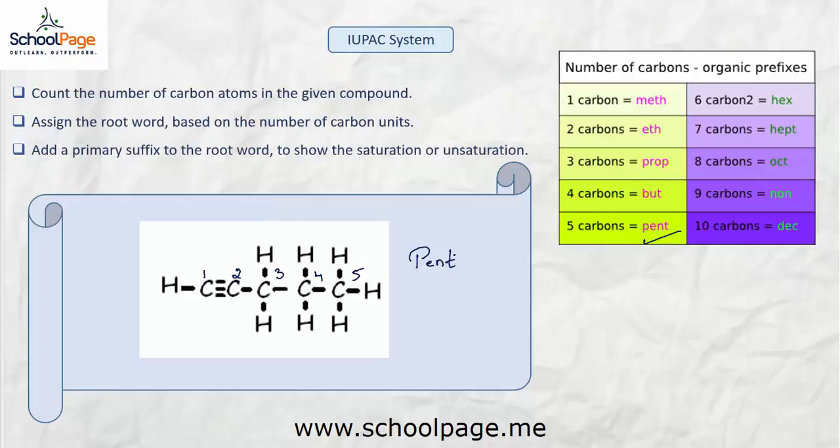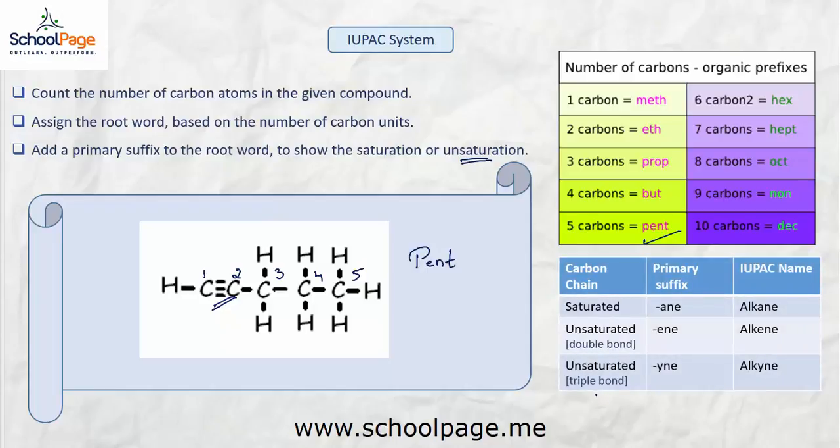The next step is add a primary suffix to the root word to show the saturation or unsaturation. Recall that a compound is called saturated if it has single bonds, and a compound is called unsaturated if it contains a double bond or a triple bond. Now observe here, the compound has a triple bond. It means that it is an unsaturated carbon compound. Let's find out the suffix. Here you can see for a triple bond the suffix is yne, Y-N-E. Let us write the primary suffix. So it is YNE. So the compound is pentyne.